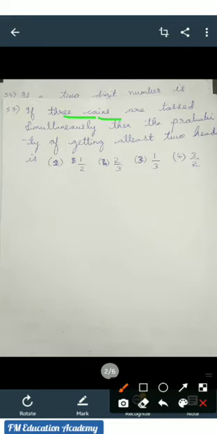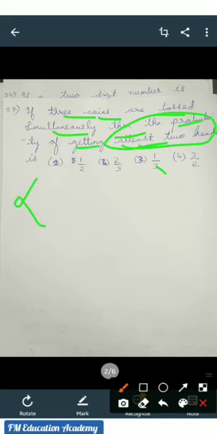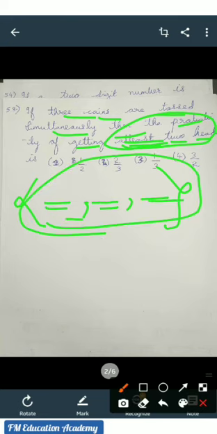If 3 coins are tossed simultaneously, then the probability of getting at least 2 heads is. Whenever 3 coins are tossed, remember, what are the chances of getting 2 heads? At least 2 heads means either we should get head 2 times when we throw it 3 times. Okay, it should fill 2 places. From these 3 places, it should fill any 2 places. Okay, or it can fill more than 2 places. That is the meaning of at least.